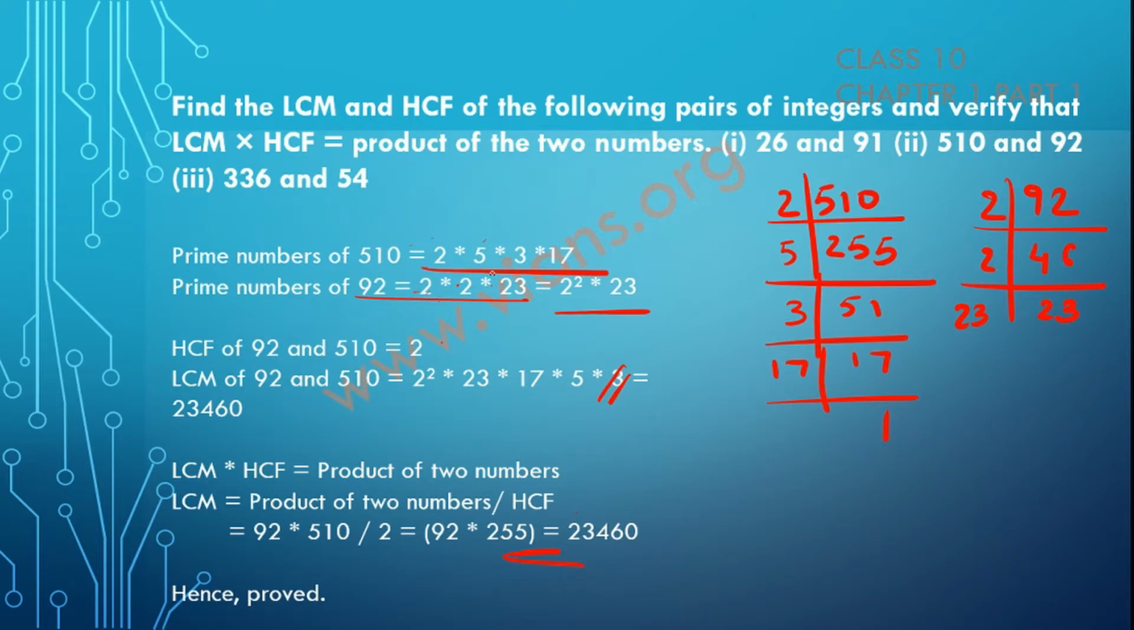And we know that HCF is the product of the lowest powers of the common factors between these two numbers. 2 is the only common factor, and the lowest power is 1, so it's just 2. And LCM is going to be the highest power of all the factors between these two numbers. So that's going to be 2 into 5 into 3 into 17 into 23. The only difference being that it's going to be 2 squared, because that's the highest power over here. So that's going to be 23460.